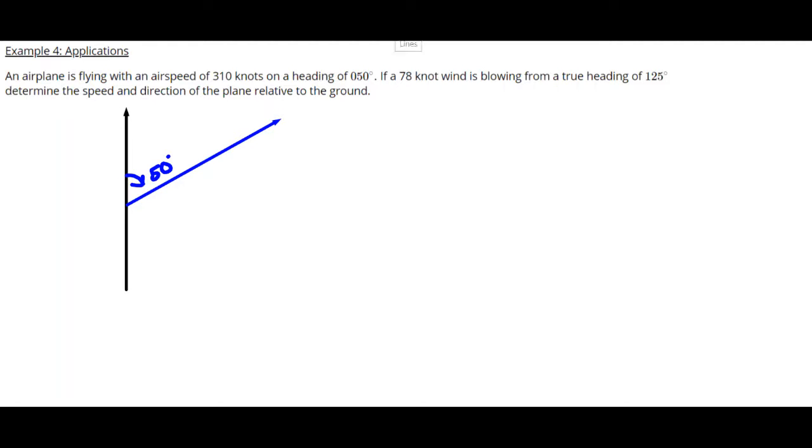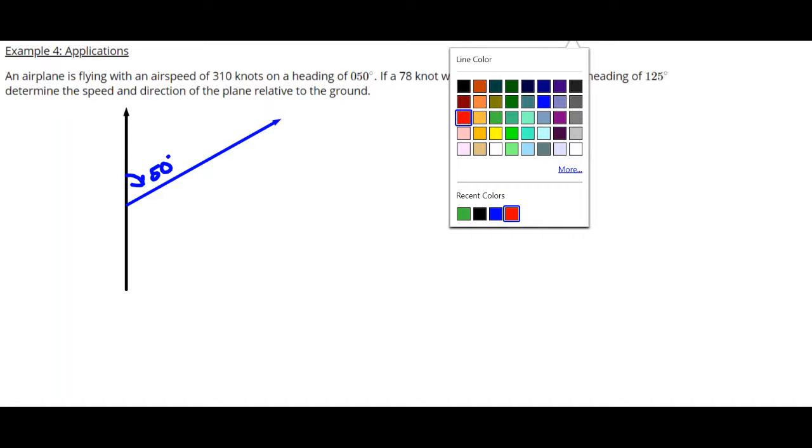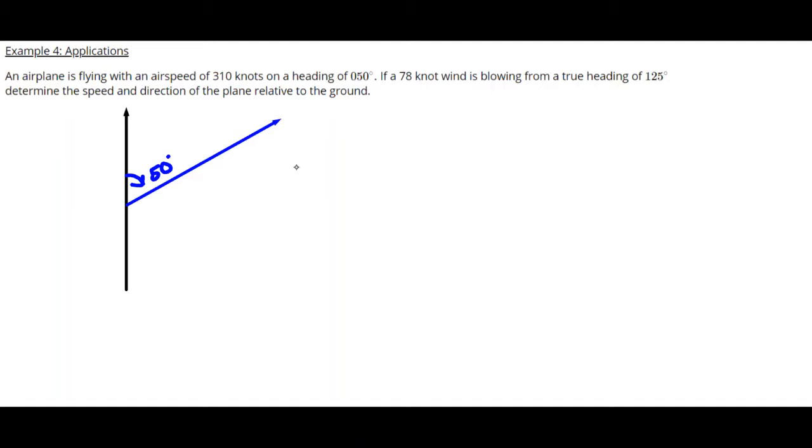Now let's draw the next vector. The wind is blowing at an angle of 120, or the bearing or heading is 125 degrees. We start with our north-south line. 125 would be somewhere over here, and it's 78. So let's make that one just a little bit smaller, because if this is 310, 78 is going to be much smaller. And I'll go ahead and write in that big angle here is 125.